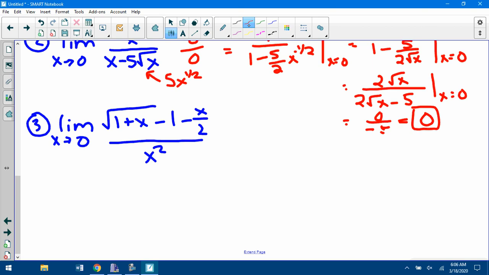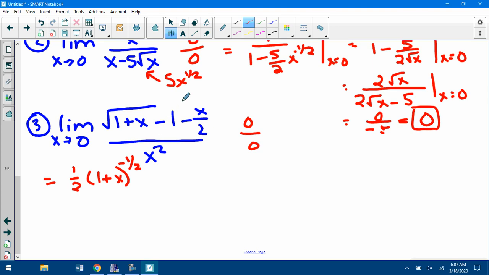Okay, plug in that 0. We're going to have radical 1, which is 1, minus 1 is 0, minus 0 over 2, top is 0, bottom's clearly 0. So this is a L'Hopital situation. Okay, derivative of this first piece, think of it as 1 plus x to the 1/2 power. So it'd be 1/2 times 1 plus x to the negative 1/2 power times the derivative of the inside, which is 1. So we'll just leave that off.